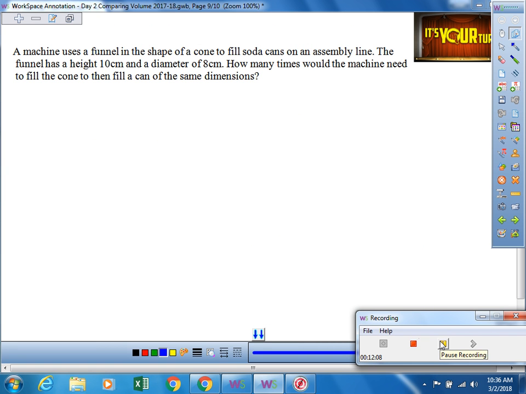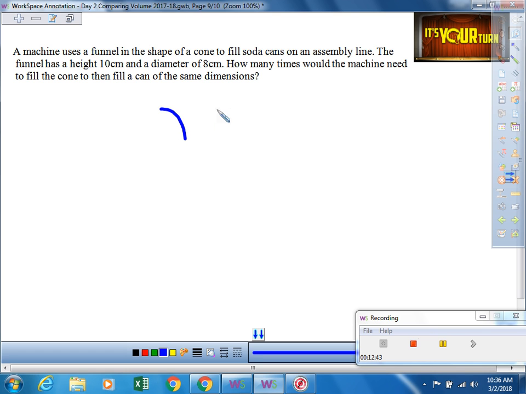So this one, think about the video you saw. Okay, so don't blurt anything out. The machine uses a funnel shape of a cone to fill soda cans in an assembly line. The funnel has a height of 10 and a diameter of 8. How many times would the machine need to be filled? Will the machine need to fill a cone to fill a can of the same dimension?